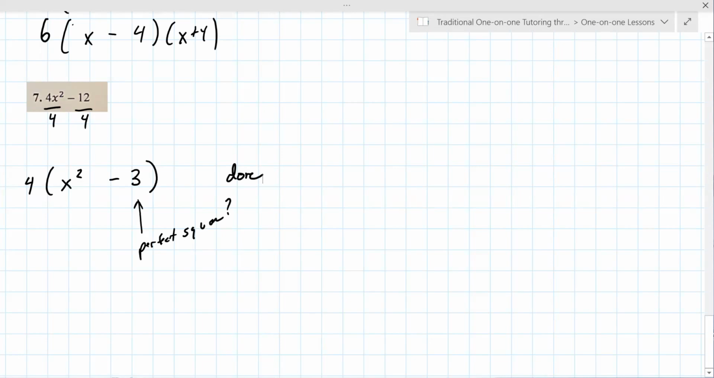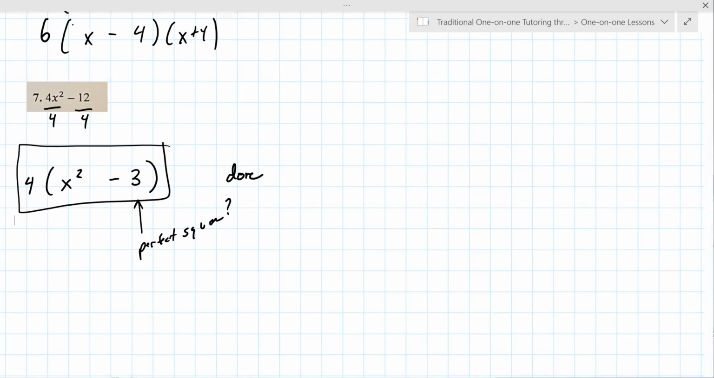All right, so we've got a few problems left here. Let me write that down first. So that's the answer: 4 times parentheses x squared minus 3. Because there's no square root of 3, this is your final answer for that one, because there's no way to use difference of squares with it. Can we go on to number 3?